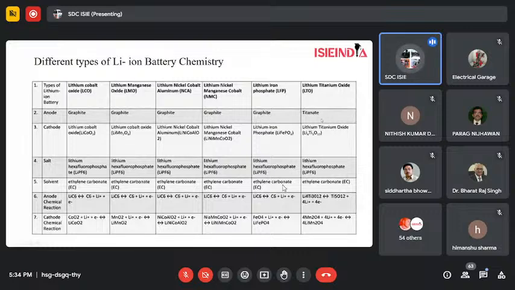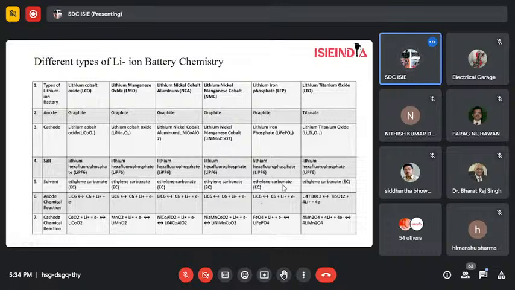Just the anode will change for lithium titanium oxide. In the LCO, lithium manganese oxide, lithium nickel aluminium, NCA, or lithium nickel manganese cobalt, NMC battery packs, we are going to use graphite as the anode. The other things will remain the same: lithium hexafluorophosphate as a salt, ethylene carbonate as a solvent.